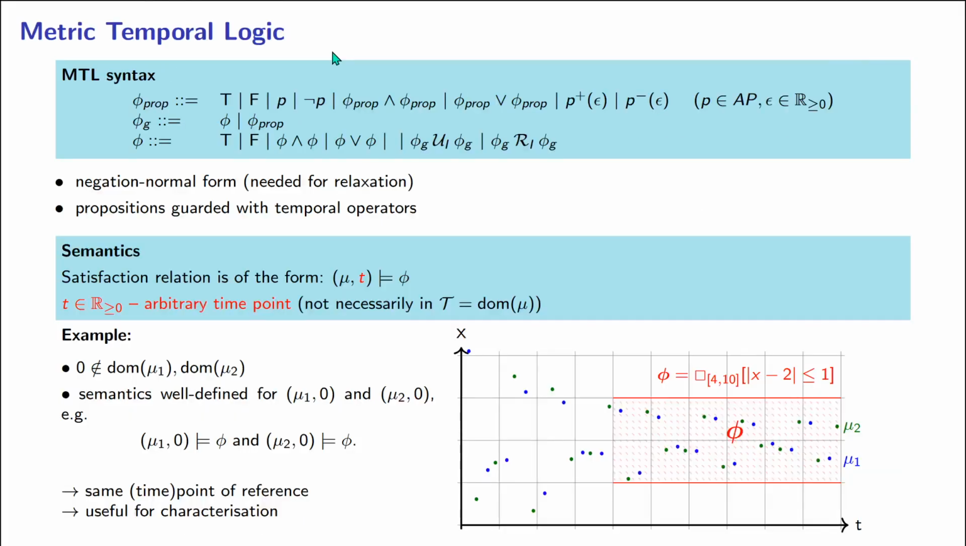To specify properties of timed traces and systems, we use metric temporal logic, which is a real-time extension of linear temporal logic. And real-time behavior is captured by annotating temporal operators with intervals. Our syntax has some special features. So negations are only at the level of propositions, and propositions and propositional expressions are always guarded with a temporal operator.